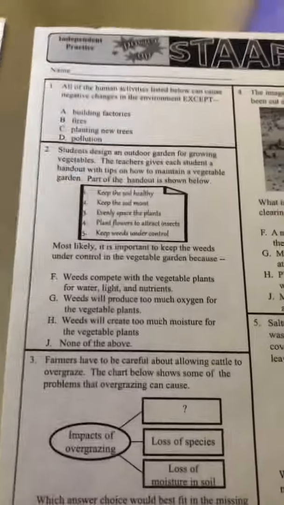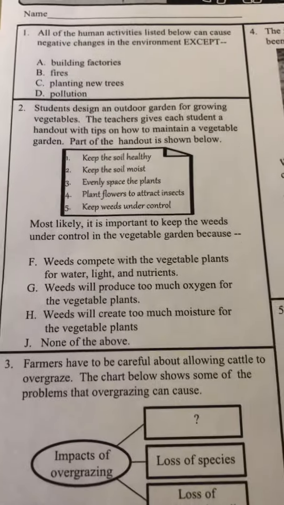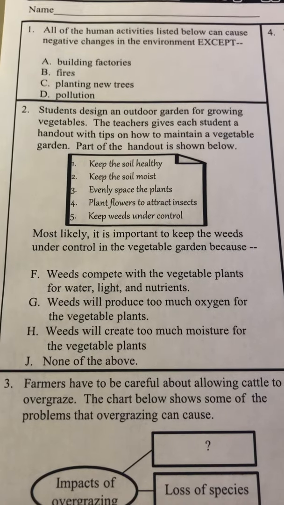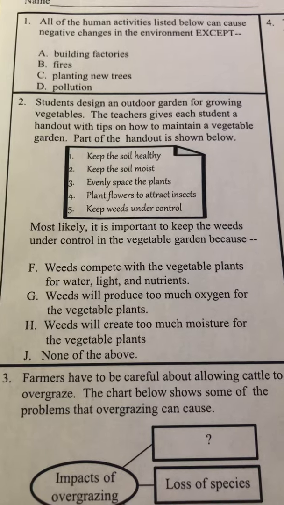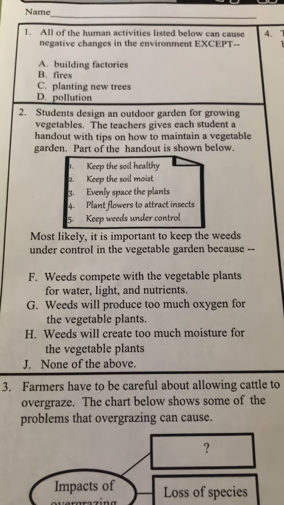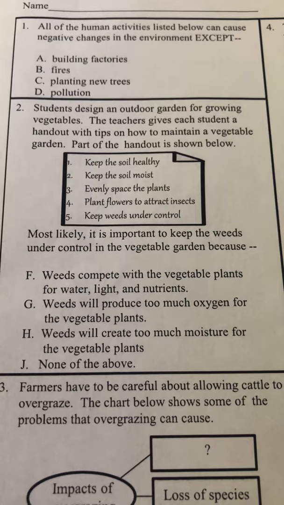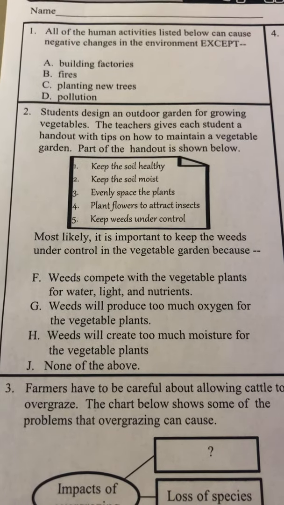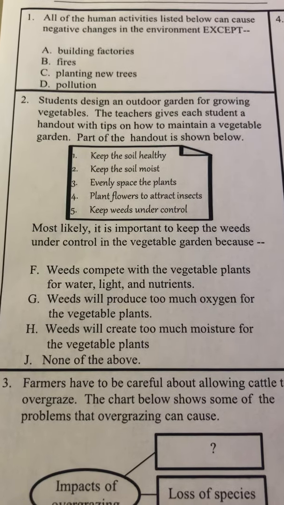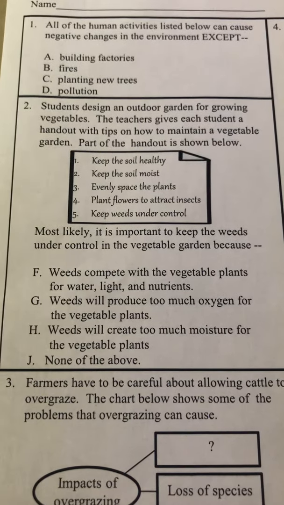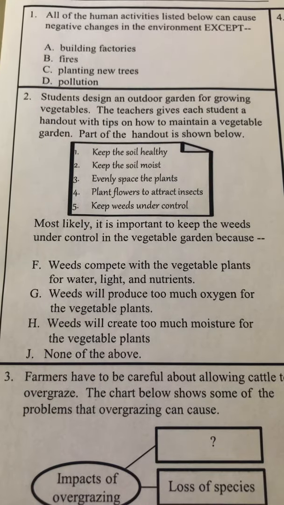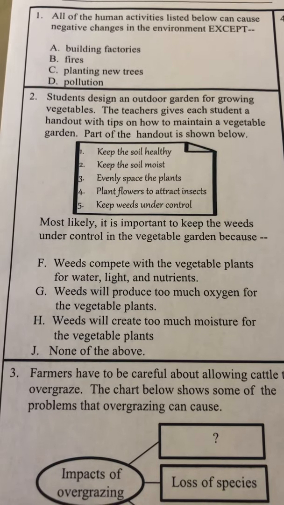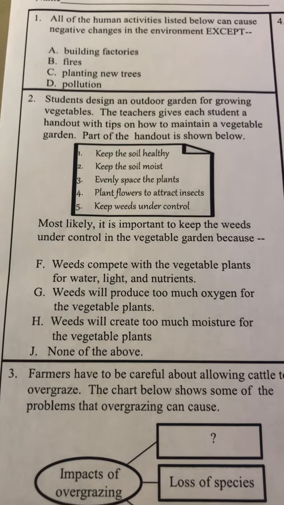Number 2. Students design an outdoor garden for growing vegetables. The teacher gives each student a handout with tips on how to maintain a vegetable garden. Part of the handout is shown below. Number 1, keep the soil healthy. Number 2, keep the soil moist. Number 3, evenly space the plants. Number 4, plant flowers to attract insects. Number 5, keep weeds under control.